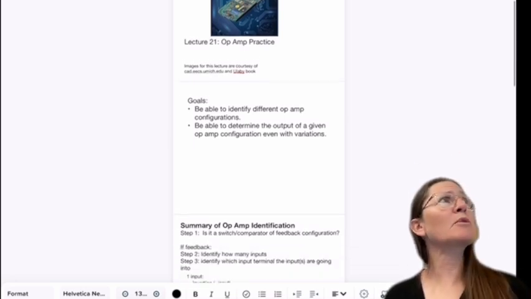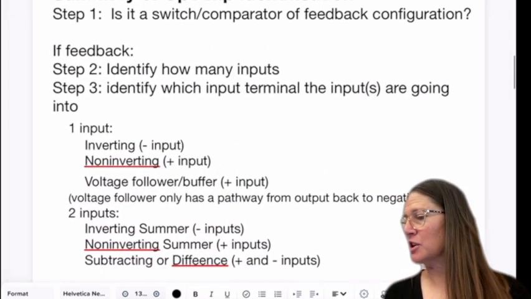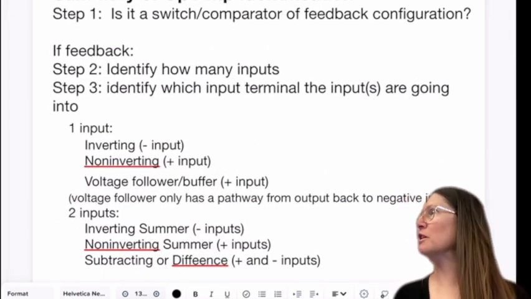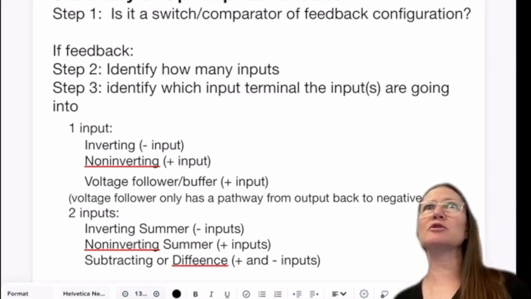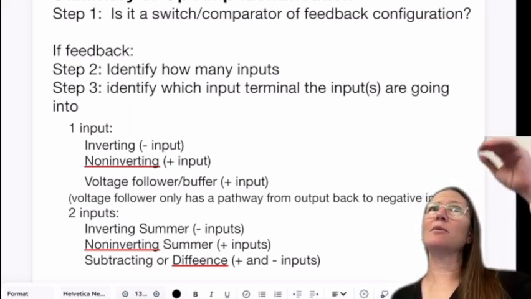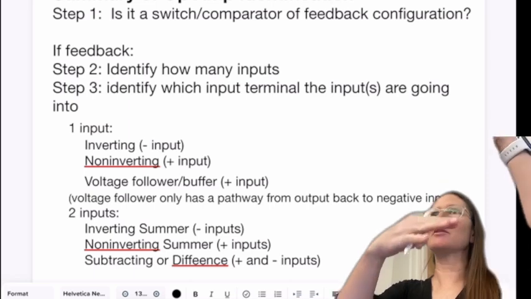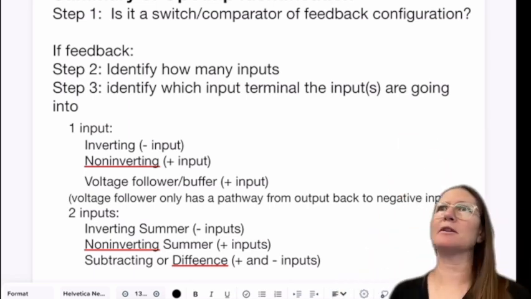So with that, the summary of the op-amp identification: the first step is to look at whether it is a switch comparator configuration. So does it have feedback? Does it not? If you see it's a switch comparator, then you're done. You just analyze that based on the inputs, the positive side or the negative side. Whichever one is greater, it will go to the rail of that side.